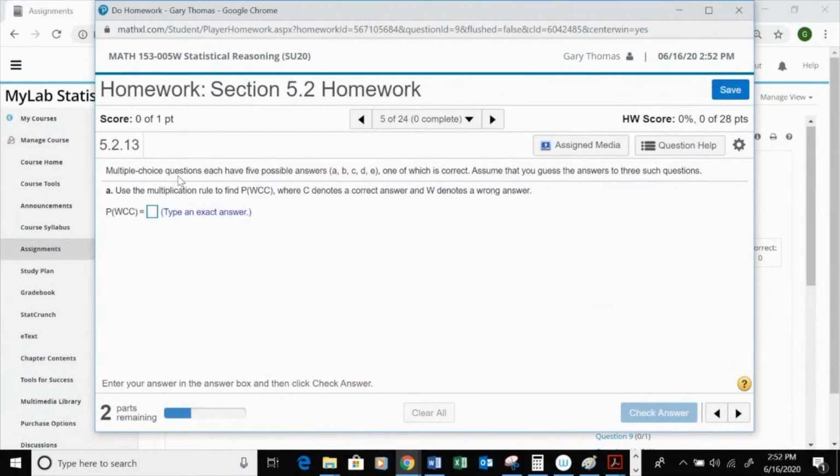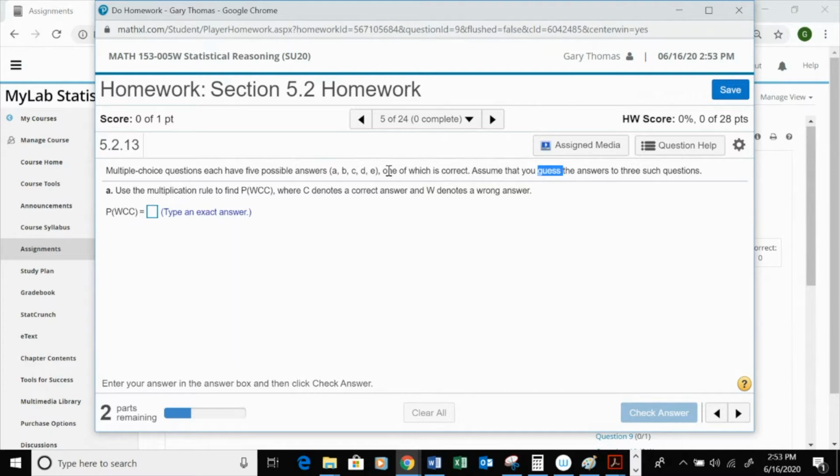So here's the situation. We have multiple choice questions, and each question has 5 answers, A, B, C, D, or E. And one of these answers is right, and the other 4 are wrong. Oh no, I should have studied. I didn't study, so I have to guess. I'm going to guess A, right?